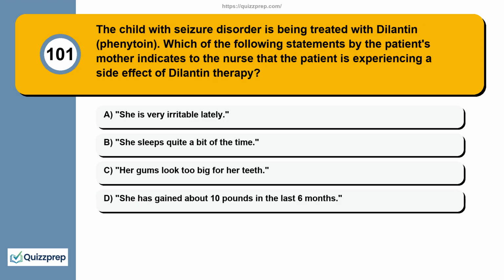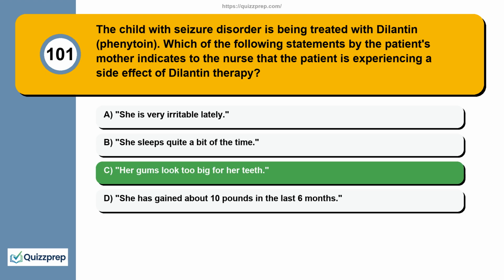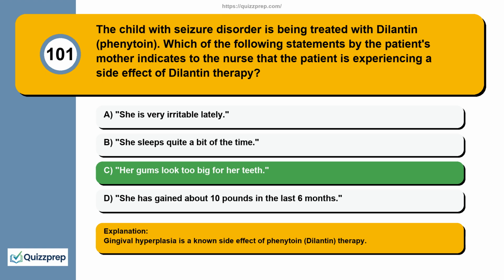Question 101. The child with seizure disorder is being treated with Dilantin, phenytoin. Which of the following statements by the patient's mother indicates to the nurse that the patient is experiencing a side effect of Dilantin therapy? She is very irritable lately. She sleeps quite a bit of the time. Her gums look too big for her teeth. She has gained about 10 pounds in the last 6 months. Gingival hyperplasia is a known side effect of phenytoin, Dilantin, therapy.